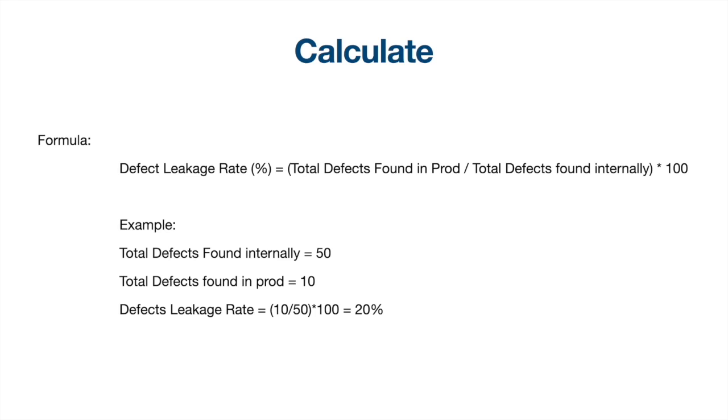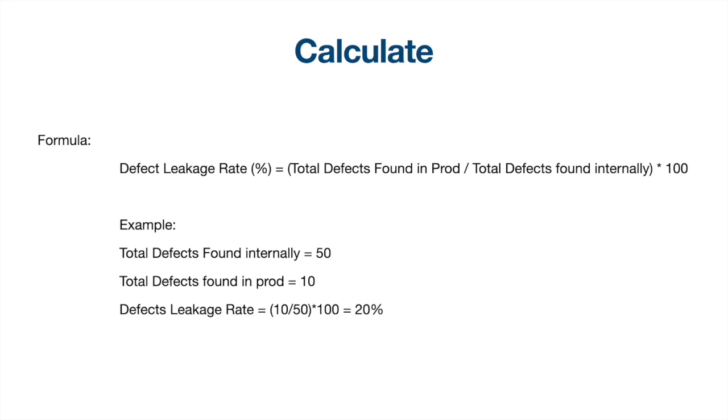So how to calculate the defect leakage? It's a basic, simple formula: the total defects found in production divided by the total defects found internally during the development of the application, multiplied by 100. As an example, if total defects found while developing the application is 50 and total defects found in production equals 10, then we have 20% defect leakage, which is quite a huge consideration as a defect leakage.